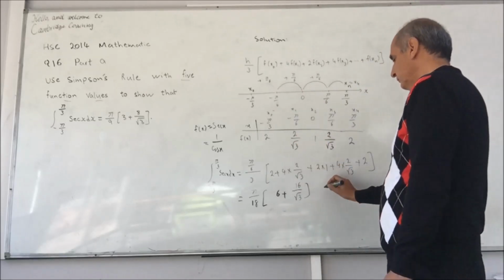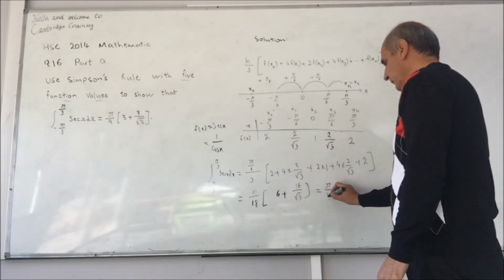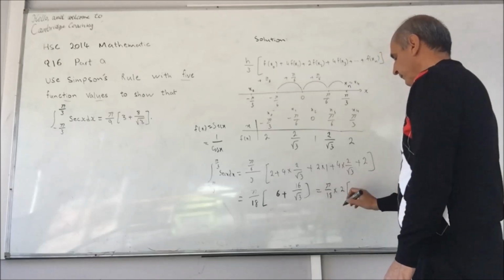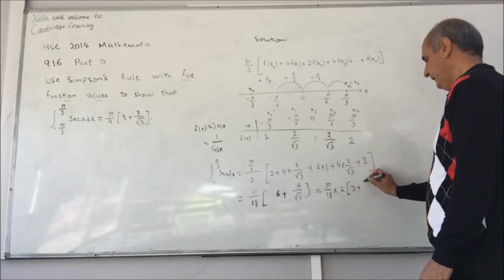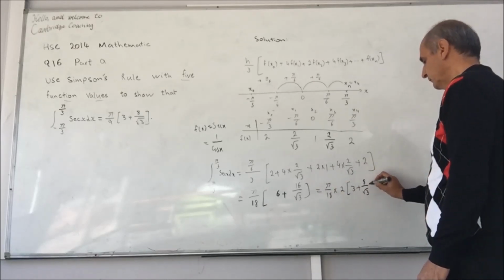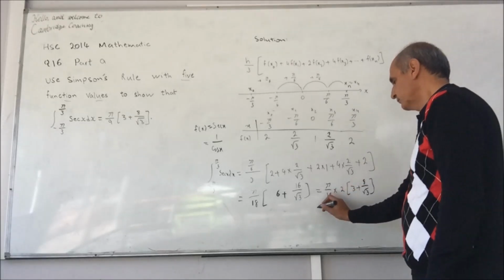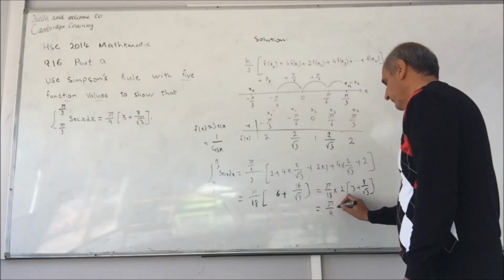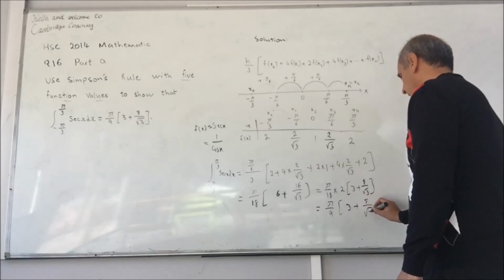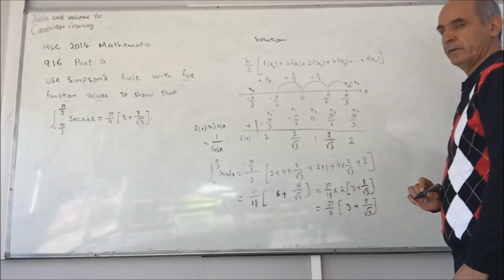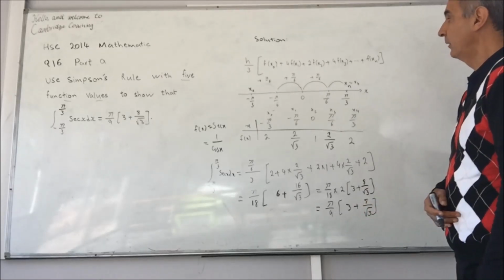Almost there. All you need to do is factorize 2 out of the brackets. You get pi on 18 times 2. If I take out 2 here, I'm going to have 3 plus 8 on root 3. And that simplifies to pi on 9. You get pi on 9 times 3 plus 8 on root 3, which is the answer they are asked to come up with.